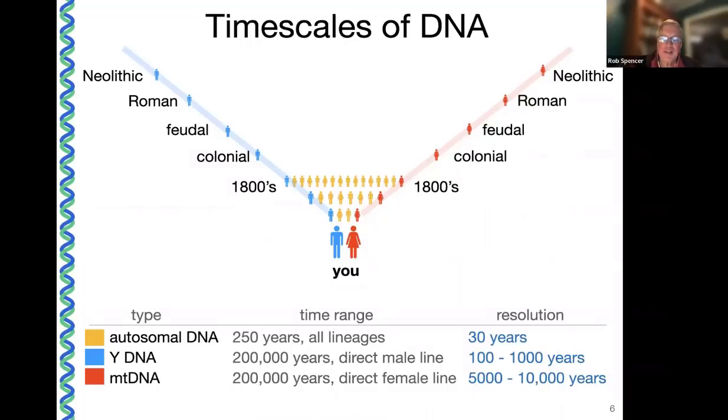If autosomal DNA is like a candle, it's kind of a short traveling light, but it goes in all directions. These other two are like laser pointers. They go a tremendous distance, but they cover a very small part of your ancestry. But because that's the only thing that Mother Nature gives us, that's what we use. So these have a scope going back to the beginnings of species, actually even further, 200,000 years. And they have time resolutions we'll talk about maybe in the question and answer if we get to it.